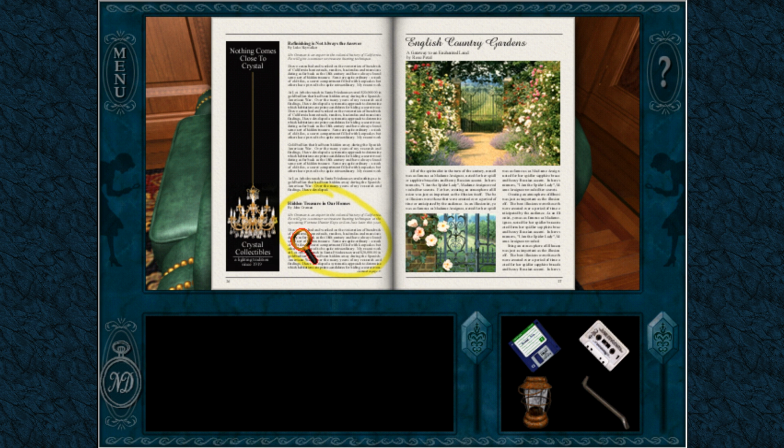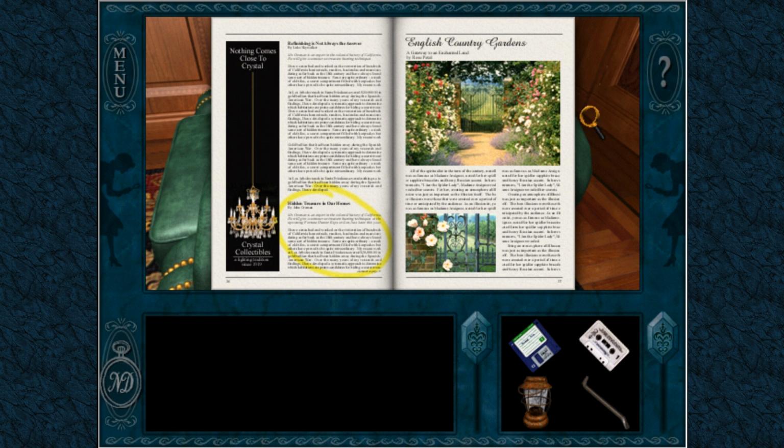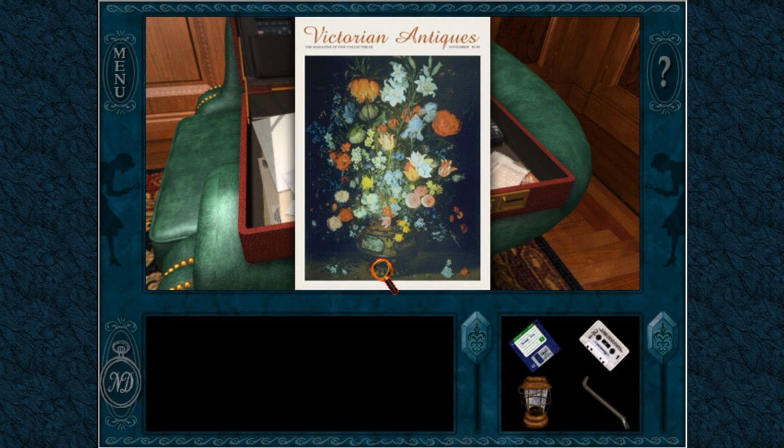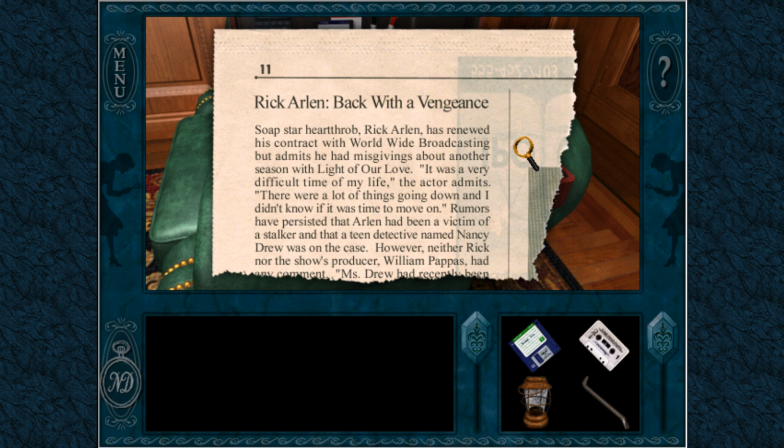So, yeah. It seems kind of suspicious to me that he has a book on treasure antiques, if you call it. Well, I mean, he did say he was an antique stealer guy, didn't he?